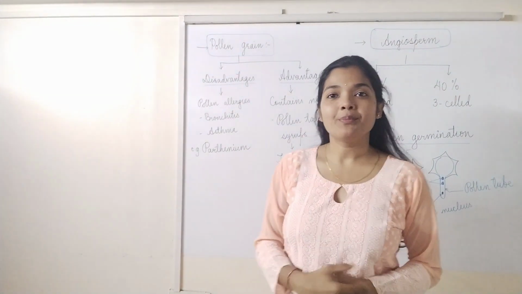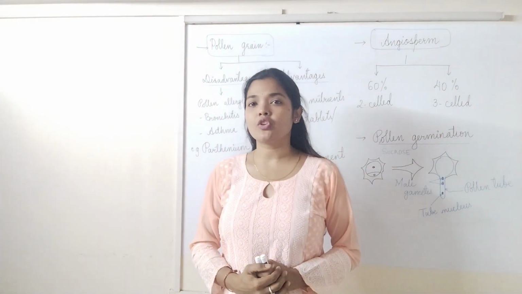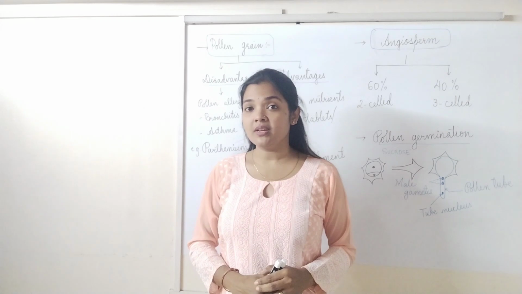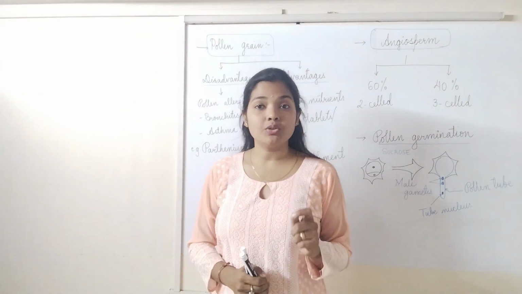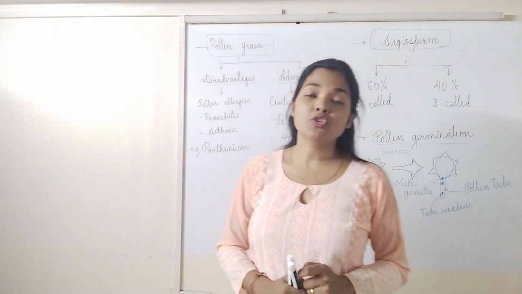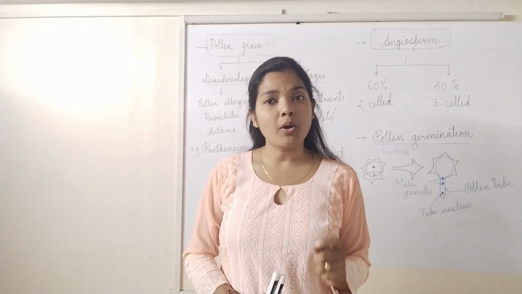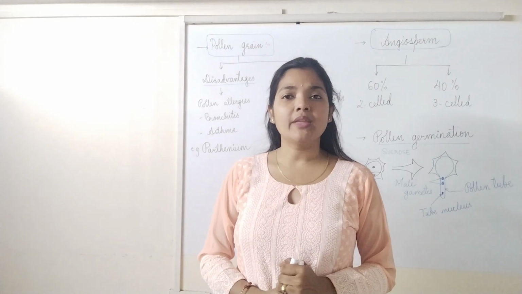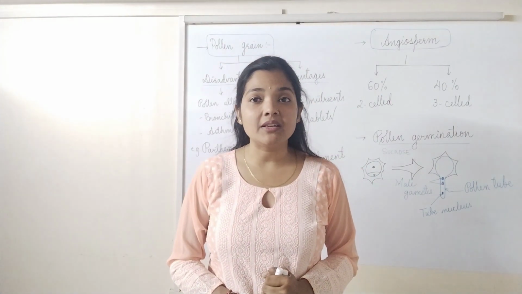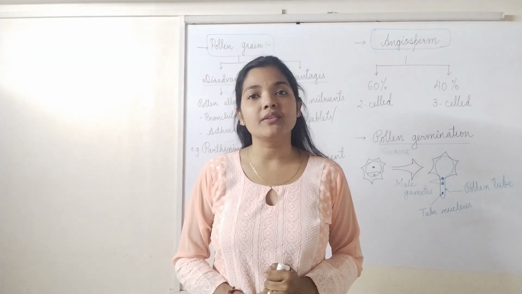Hello everyone. So in our previous class, we learned about the structure of pollen grain. It has two layers, the outer exine and the inner intine, and the region where exine is missing is called the germ pore. It is the point from where the pollen tube emerges during germination. Now next, we are going to learn about the advantages and disadvantages of pollen grain.